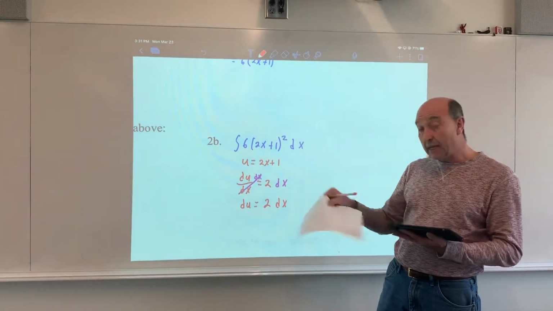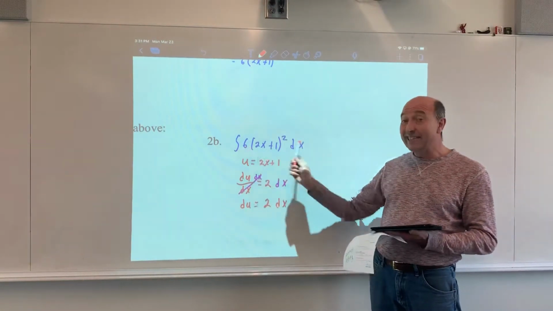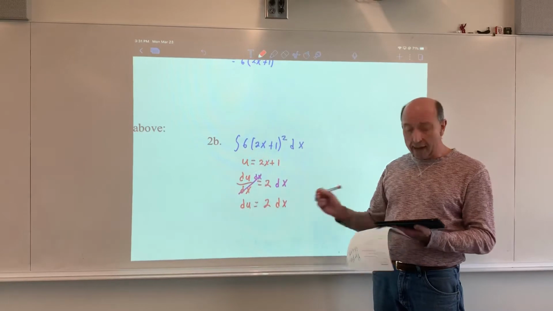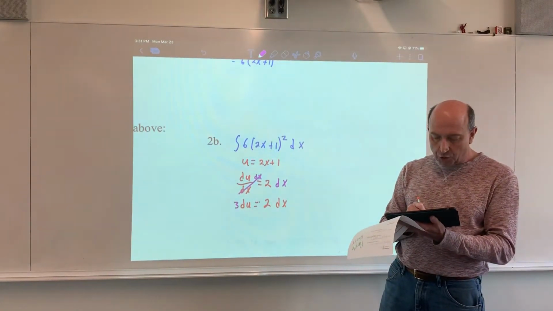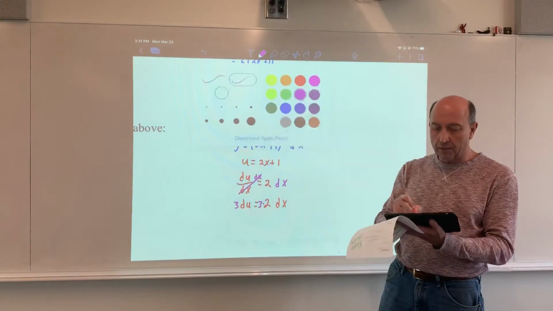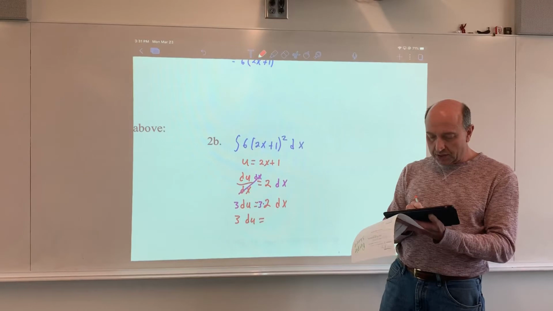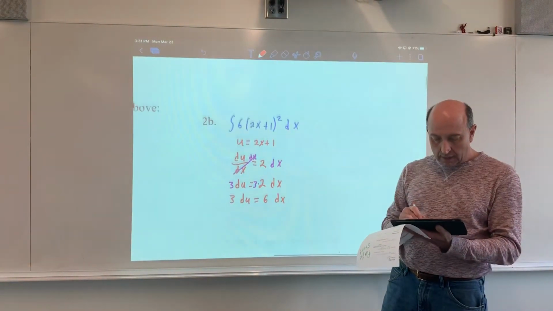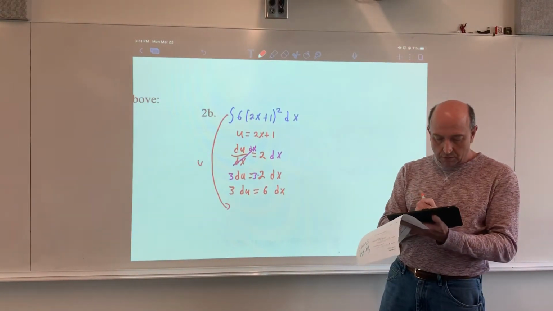Now it says compensate if there's a minor drawback. We wanted to get 6 dx and we have 2 dx. That is a minor drawback. We can multiply both sides by 3 to fix the problem. So now we have 3 du equals 6 dx. Now we are ready to try to write it with u's.